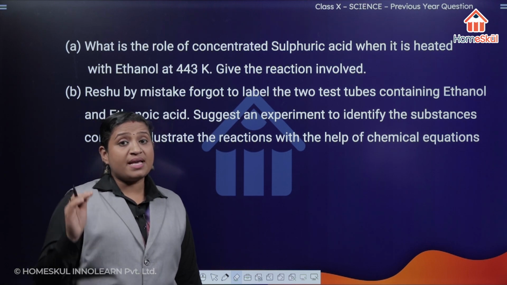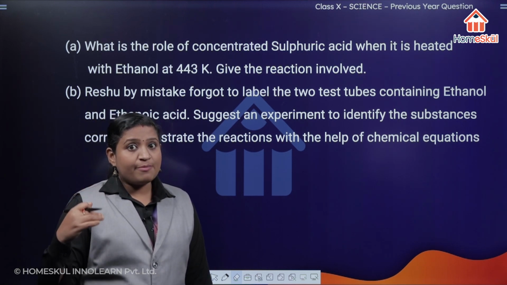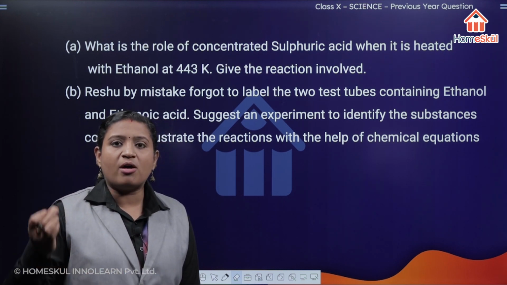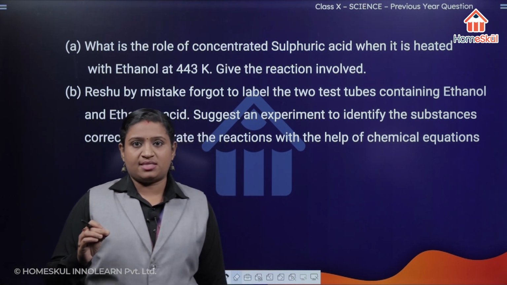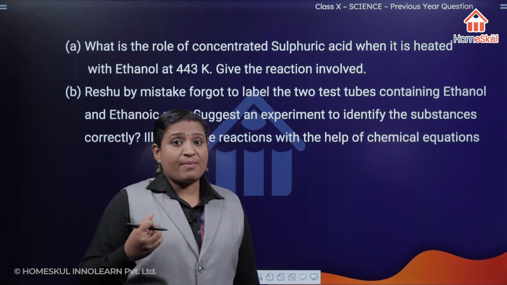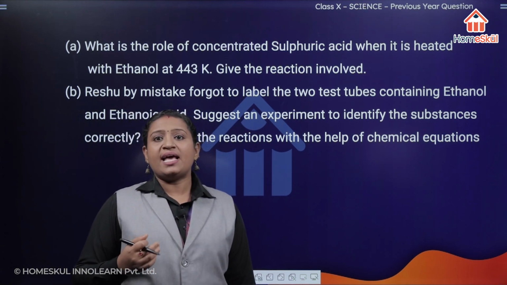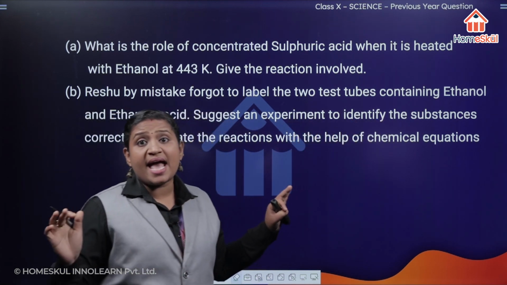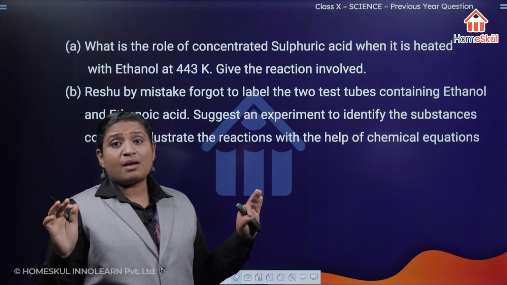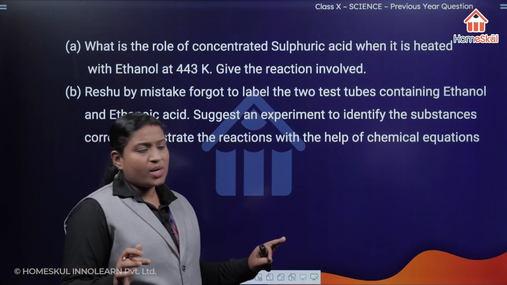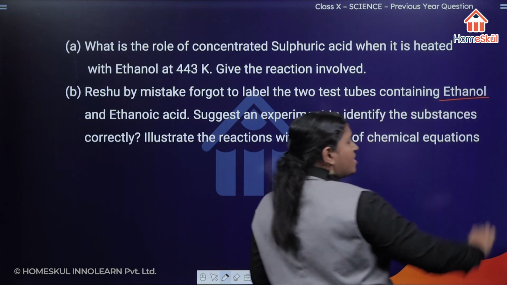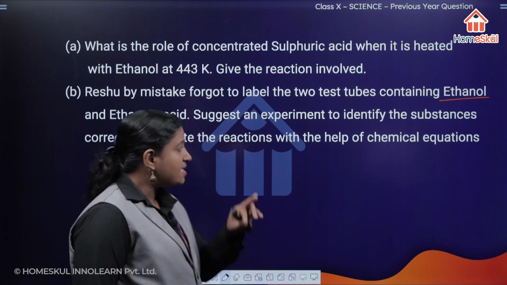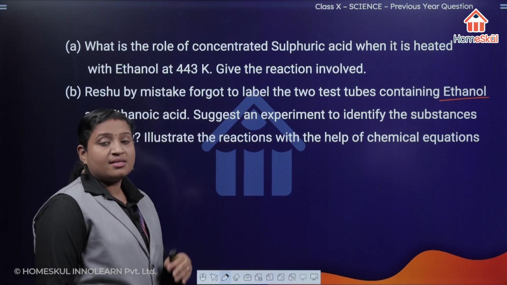In the lesson Acids and Bases, we have learned under chemical properties that acids can combine with metal carbonates or metal hydrogen carbonates, isn't it? And they give out a metal salt, carbon dioxide and water, isn't it? So, here ethanol has no reaction with metal carbonate or metal hydrogen carbonate, whereas this ethanoic acid can react.